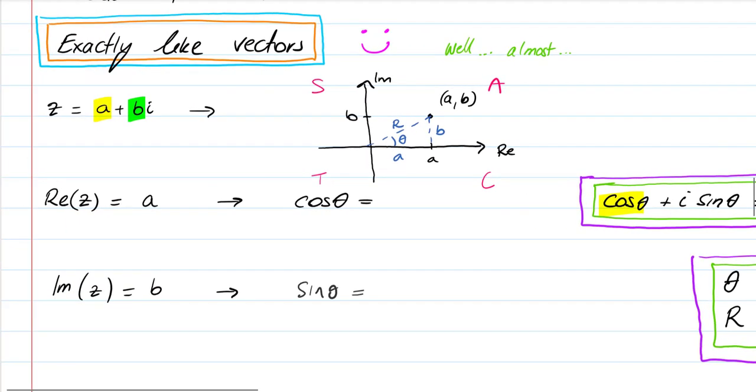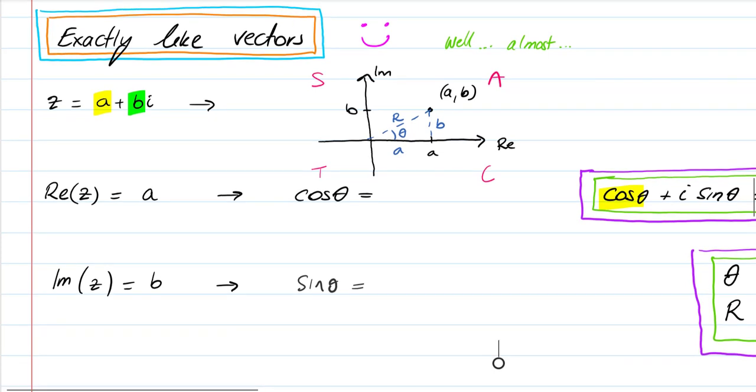First is this recognition that the real component of z is equal to a, and we know that cos theta is equal to a over r. Just have a look at the diagram. That means that a, the real component, is equal to r cos theta. The imaginary component is b, and sin theta is equal to b over r. So the imaginary component b equals r sin theta.